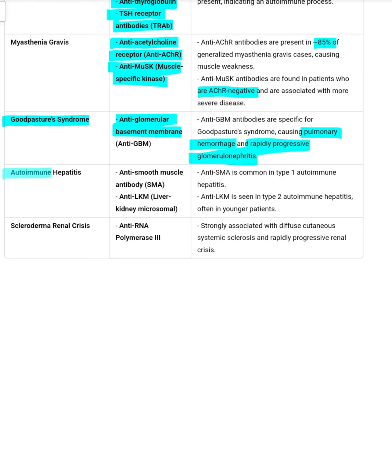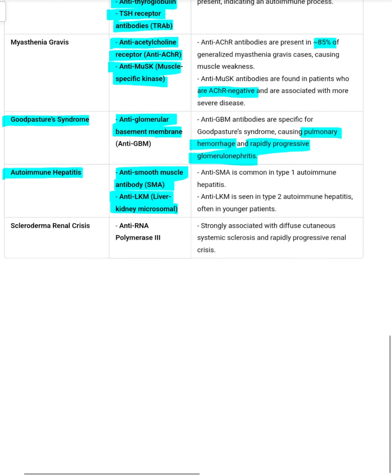Next is autoimmune hepatitis. There are 3 types, right? Type 1 is associated with anti-smooth muscle antibody, and ANA also. Both are positive in type 1. Type 2 is anti-LKM, that is liver kidney microsomal. And type 3 is associated with soluble liver antigen antibody, right?